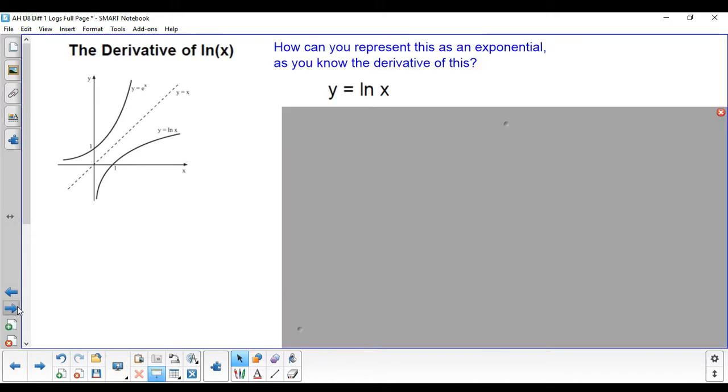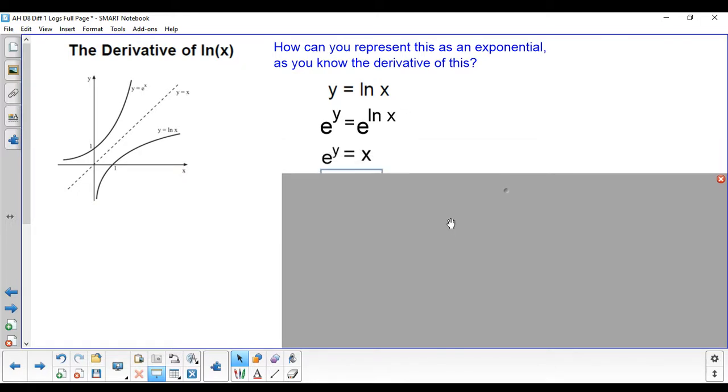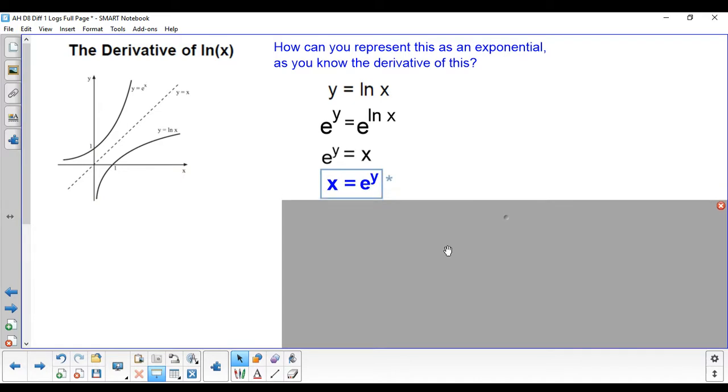Right, so let's find the derivative of log. You know that log is the opposite of exponential, the inverse of exponential. So to do this one, what I'm going to do is take the exponential of both sides. Now, we both know that they're the inverse of each other, so they cancel out and you end up with e to the y equals x, or x equals e to the y. There's a star there because you'll see me putting it back in later.